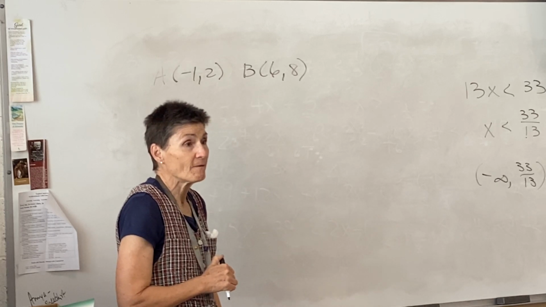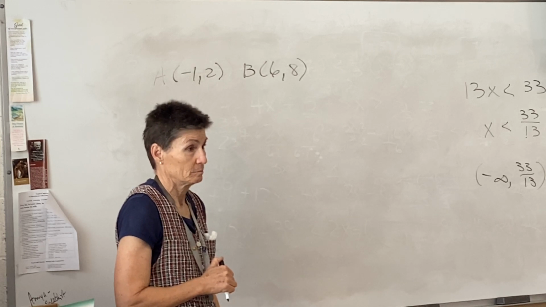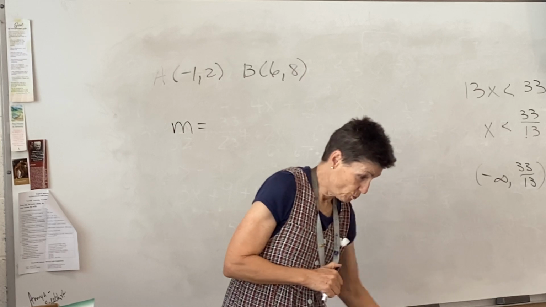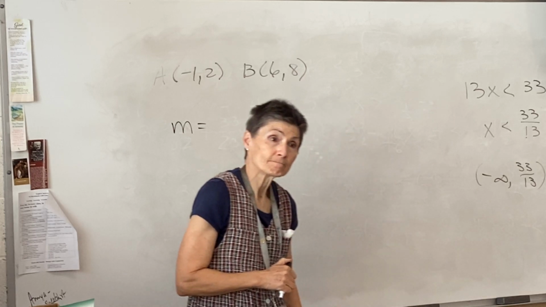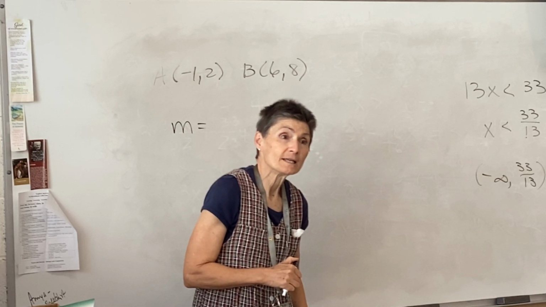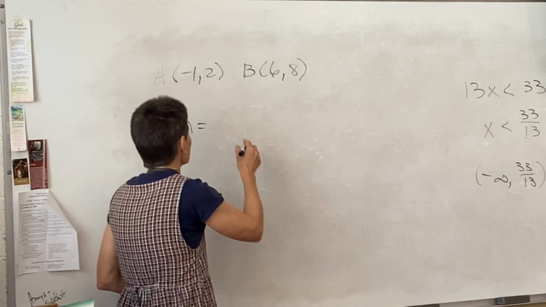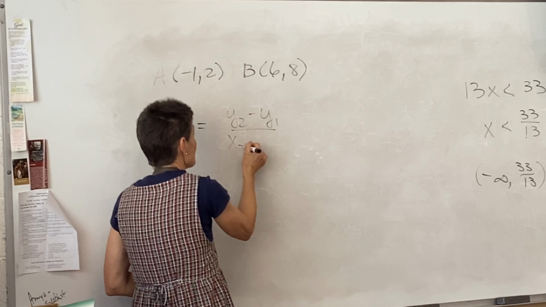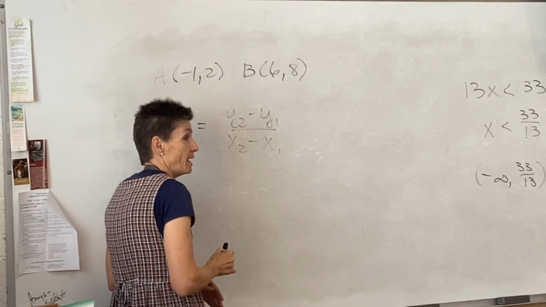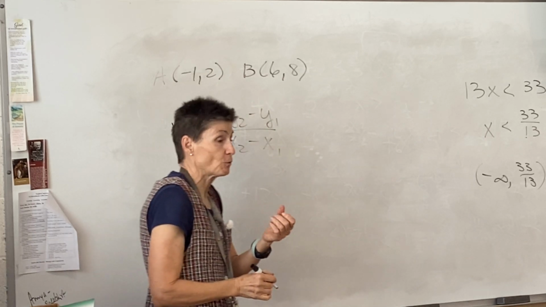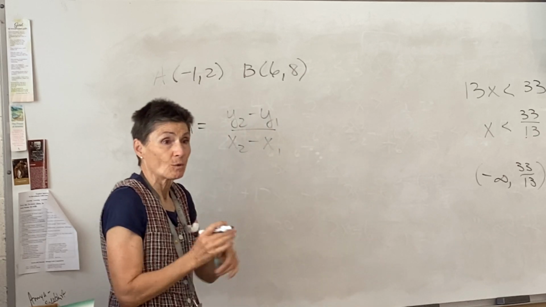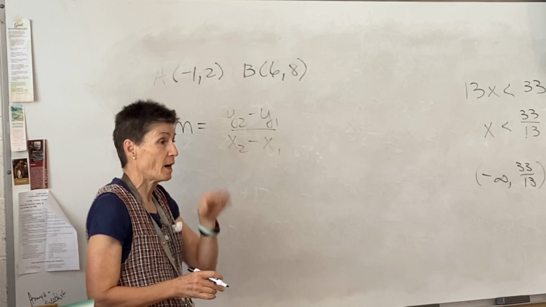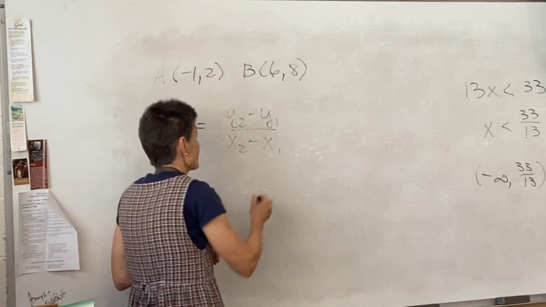Anybody remember how to find slope? Yes, Lucy. Is it y2 minus y1 over x2 minus x1? It is. Slope is the change in y over the change in x. We call it rise over run sometimes. Have you ever heard that? Rise over run. So change in y, how do your y's change, and how do your x's change?